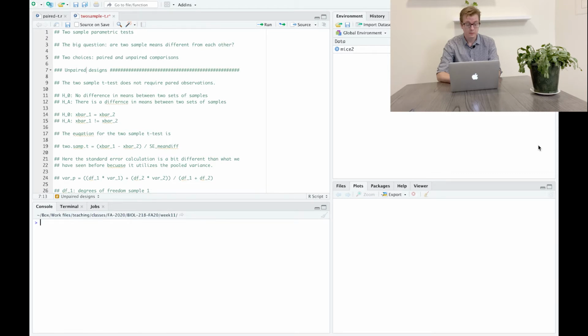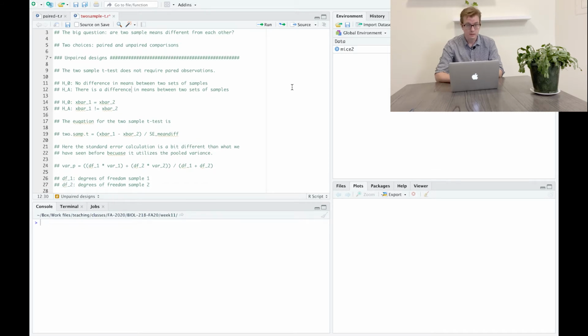And so if you are analyzing a study that has an unpaired design, your hypothesis is that there's no difference in means between your two sets of samples. And of course, the alternative then would be there is a difference in means between your two sets of samples. If we write that out, our H null is that x bar 1 equals x bar 2, and our alternative is x bar 1 does not equal x bar 2.